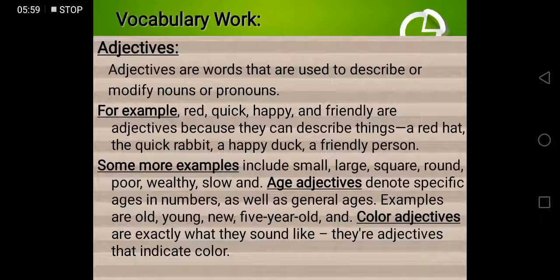A happy duck, a friendly person. Some more examples include small, large, square, round, poor, wealthy, slow, and some age adjectives can also denote specific ages in numbers as well as general ages. For example, old, young, new, 5-year-old, and there are some color adjectives like red, blue, green, etc.